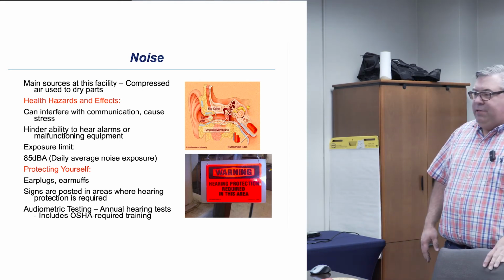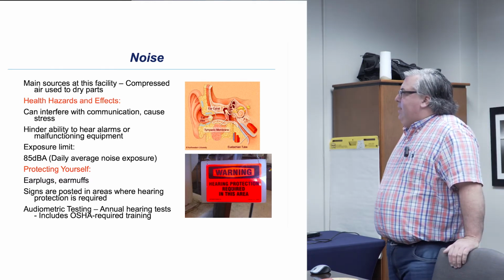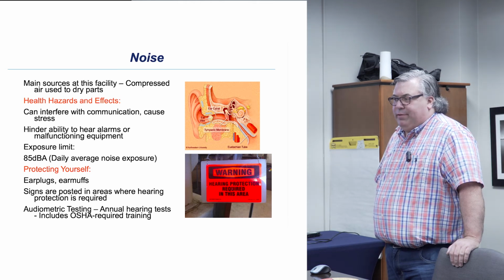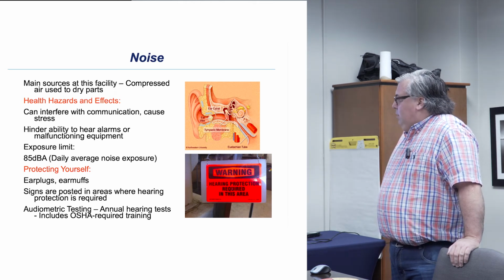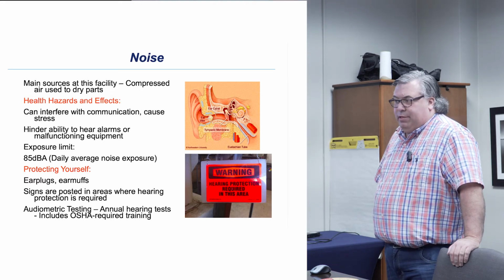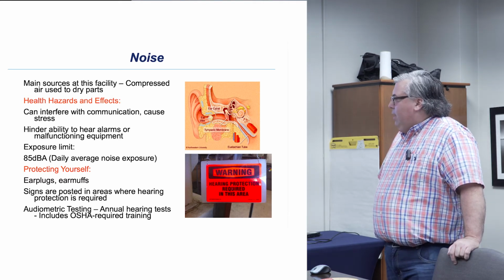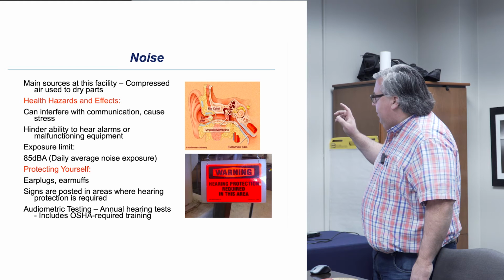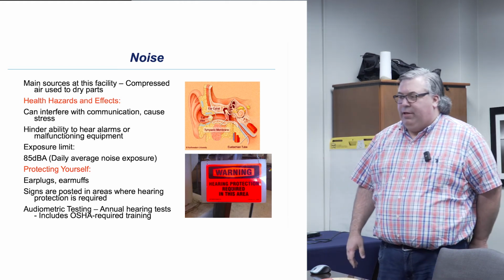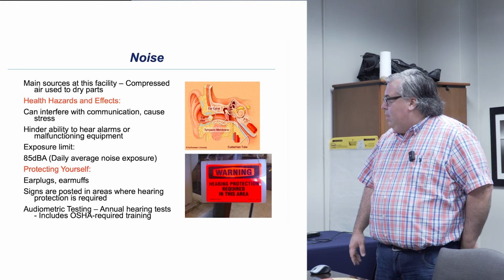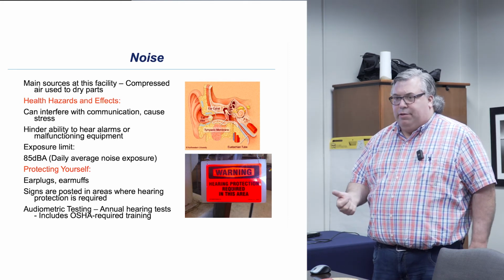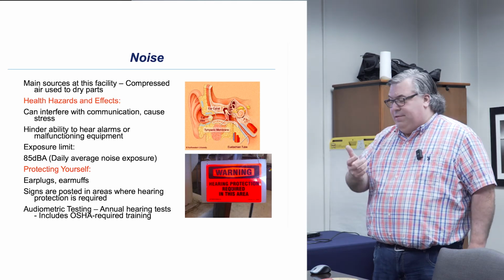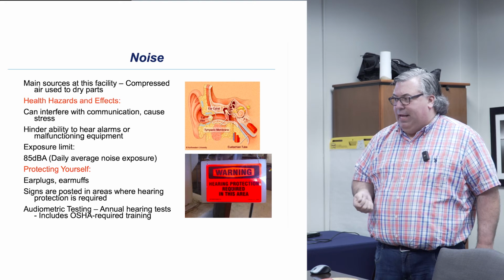Exposure limit, OSHA says that you can be exposed to no more than 85 decibels on a daily average. So over an 8-hour period, no more than 85 decibels on average. How do you protect yourself? With earplugs or ear muffs. Everywhere where we've recorded more than that 85 decibels, you will see an orange sign that says warning, hearing protection required in this area. So the lab has gone through and actually checked with a decibel meter to find out how loud it is.